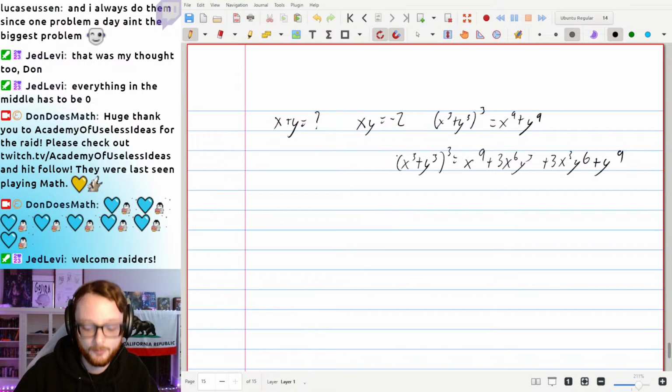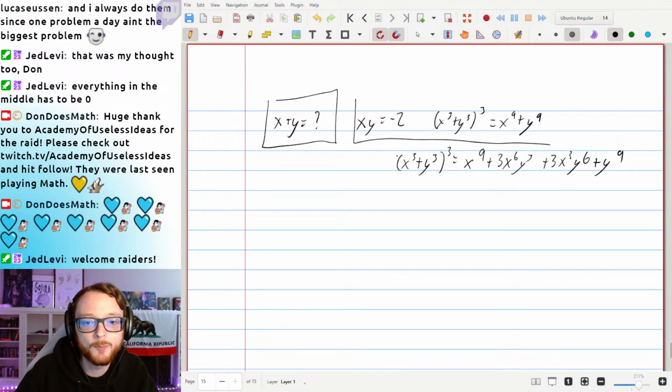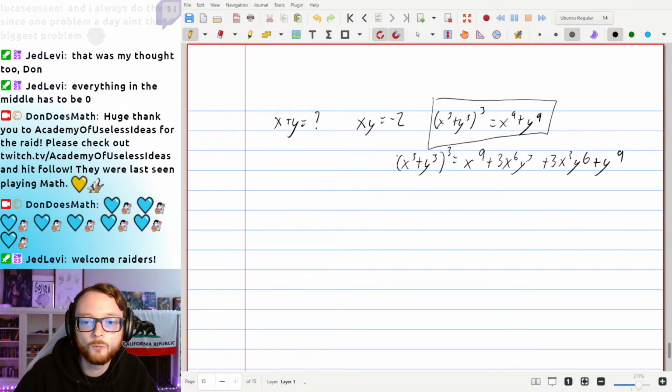Okay, so we're just working on this problem here from Lucas in chat. We need to figure out what x plus y equals given this information here. And in order for this statement to be true, we must have the middle terms here be equal to 0.